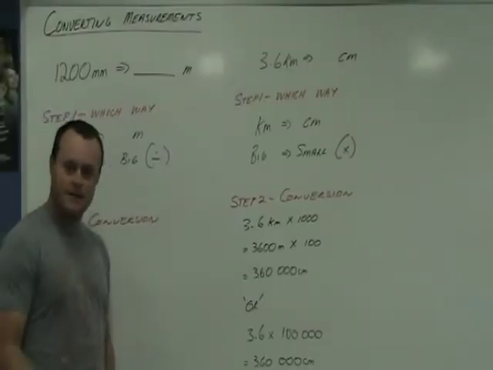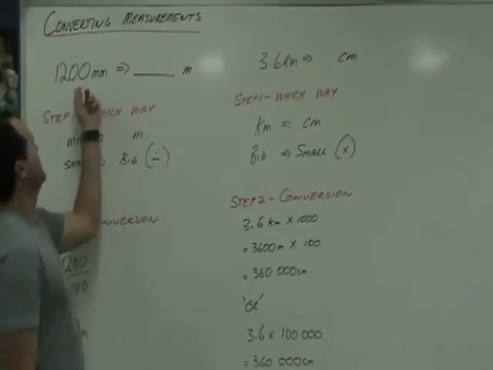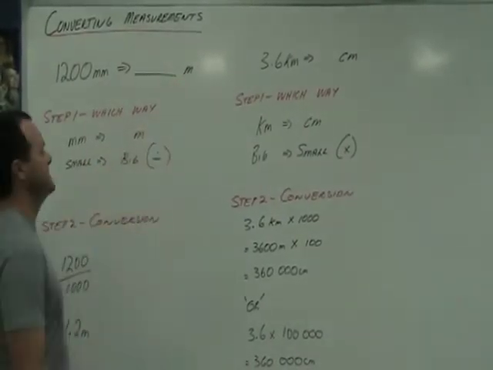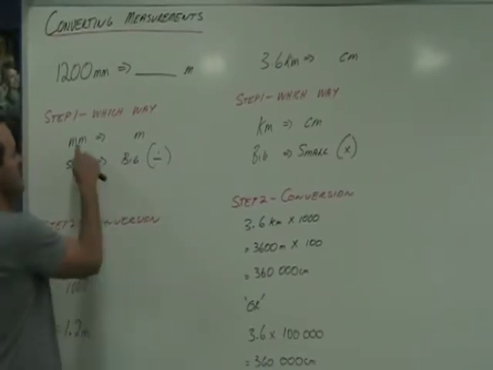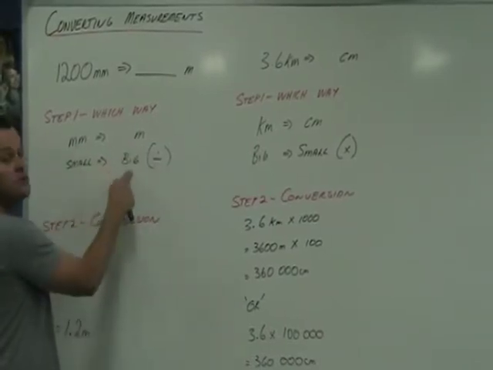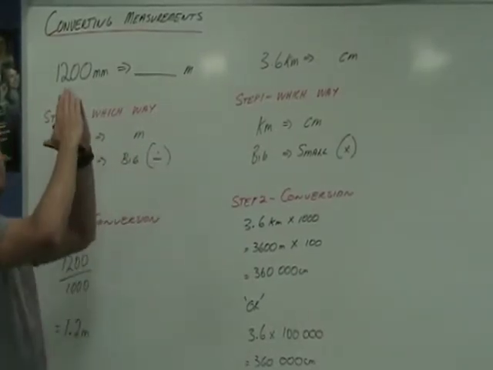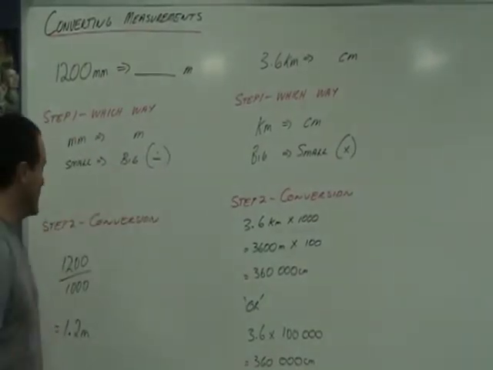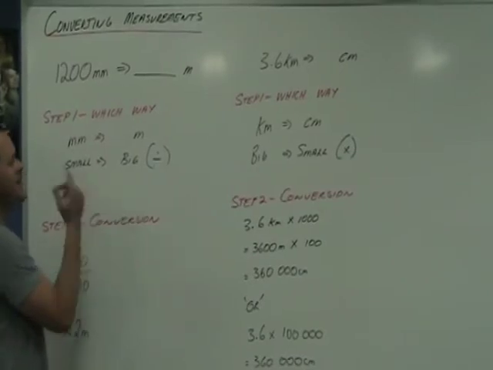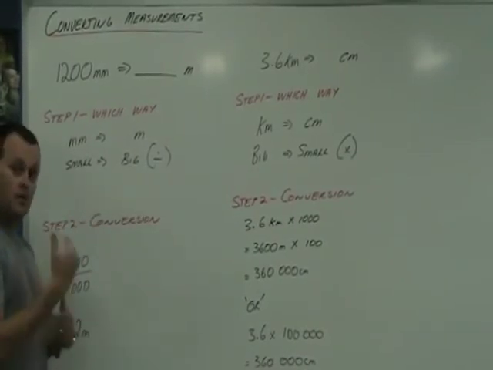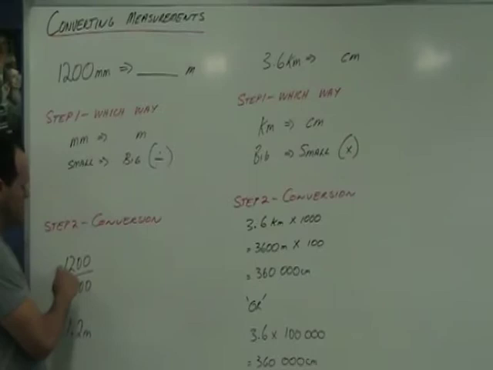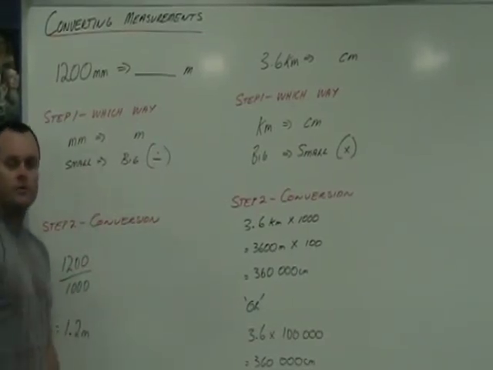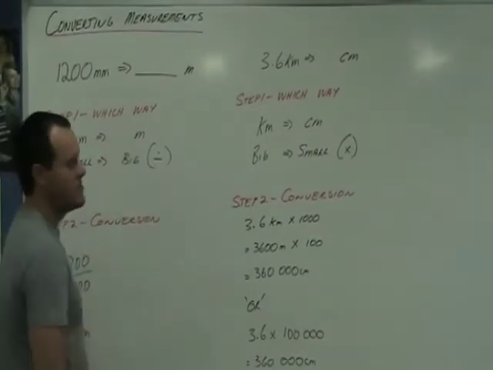Righto, welcome back. Let's see how you went. First one: 1,200 millimetres is how many metres? Let's think our way through. Millimetres to metres, small to big. So we're going up the pyramid, we're making the number smaller, so therefore we're dividing by that factor. How many millimetres are in a metre? We know there are 1,000. So 1,200 divided by 1,000 gives me 1.2 metres. Give it a tick if you got it.